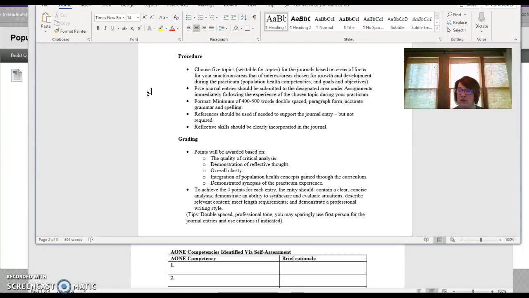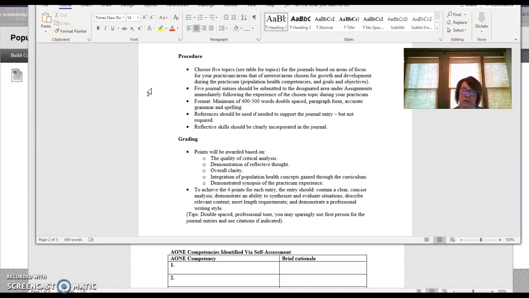So again, you will be thinking about your thinking. It is okay to use first person when you're writing this, and really reflecting on what you're gaining through the practicum experience. The journals themselves should be around 400 to 500 words, double-spaced paragraphs. You don't have to have a cover page for the document itself.